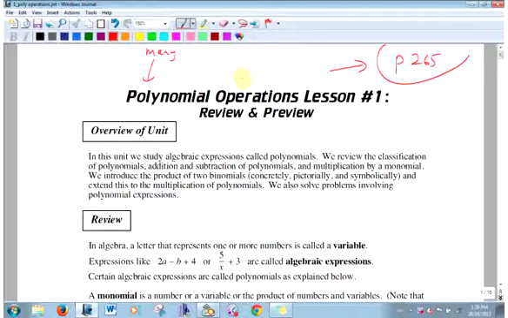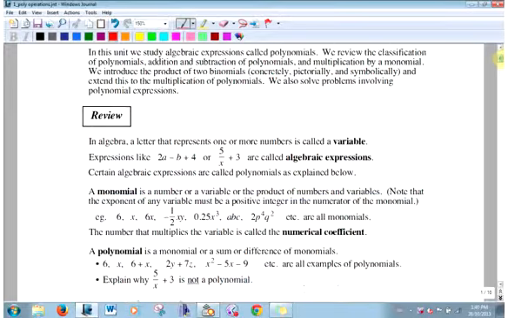Operations. What does operations mean? That's an operation. You can add a couple of things. That's an operation. That's an operation. That's an operation. Okay? We're adding, subtracting, multiplying polynomials. This says review and preview, like a good movie. I don't know how much of this is review. Hopefully something, but hey, who knows?